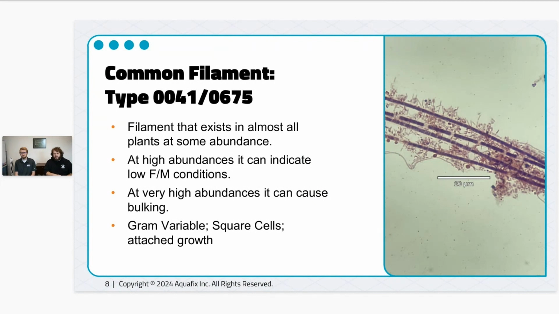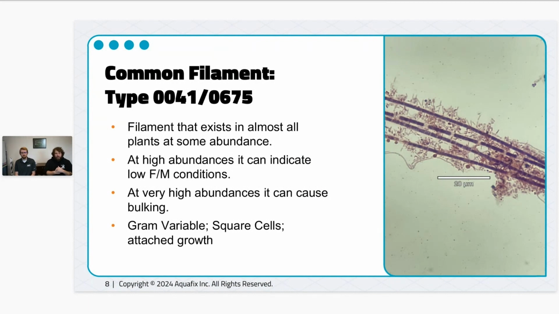So when we look at this filament under the microscope, it's recognized by square cell shape, just the general structure of them, how they act, attached growth. Another common filament that's low F/M is type 1851. It looks like a very similar filament to this. It's just very much thinner. It also has attached cell shape.